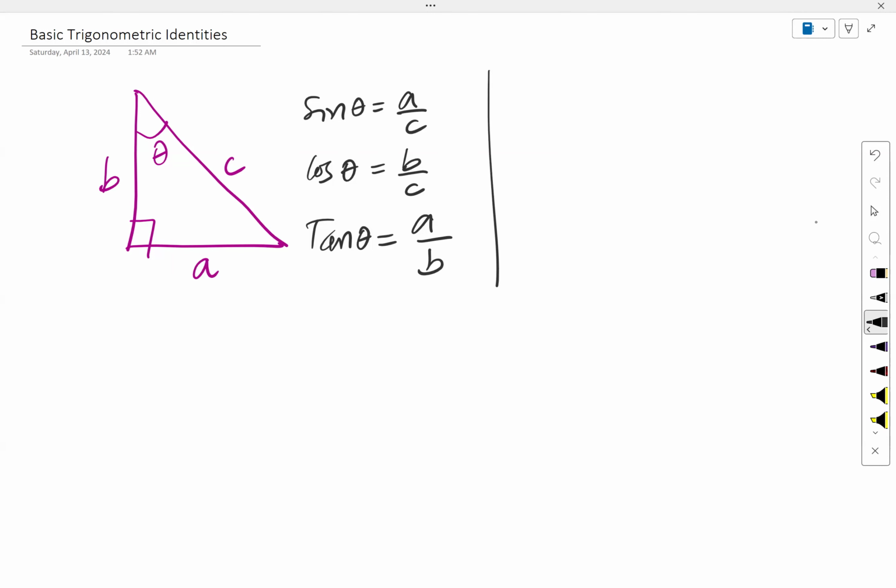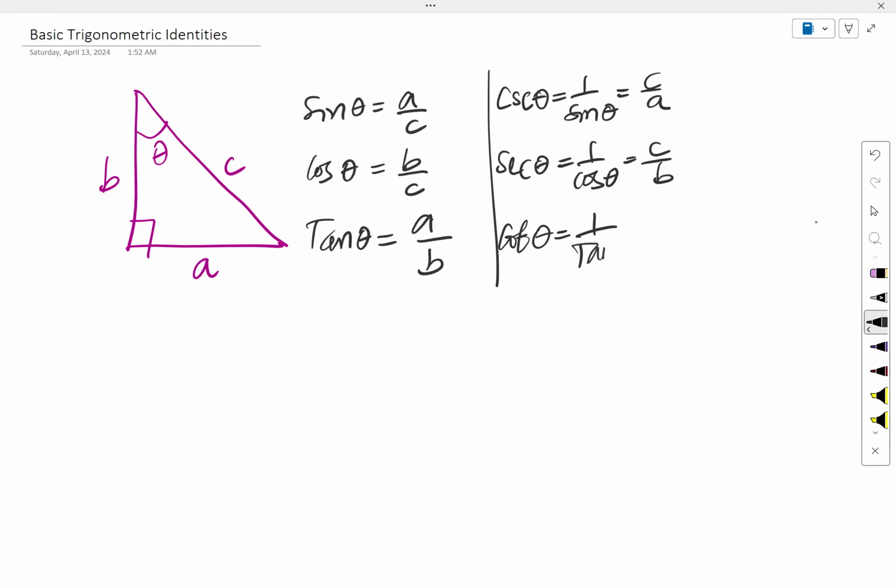You have what you know as cosec theta, that is 1 over sine theta, and that is C over A. Then you have sec theta, which is the reciprocal of cos theta, which is C over B. And lastly, you have cot theta, which is 1 over tan theta, and that is B over A.